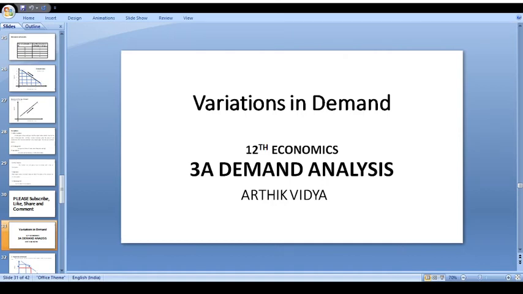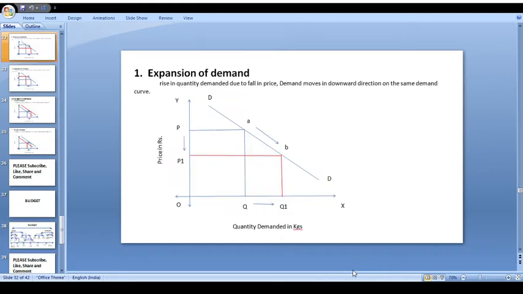We are studying class 12 economics. Our today's topic is variations in demand. Students, in this topic, when the demand for a commodity falls or rises due to a change in price alone, and other factors remain constant, it is called variations in demand. It is of two types. The first type of variation in demand is expansion of demand.